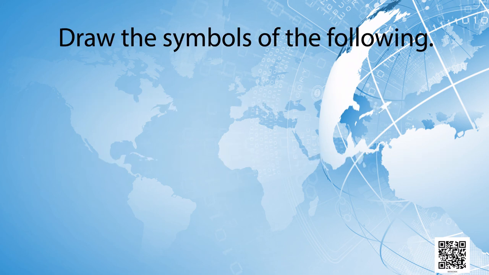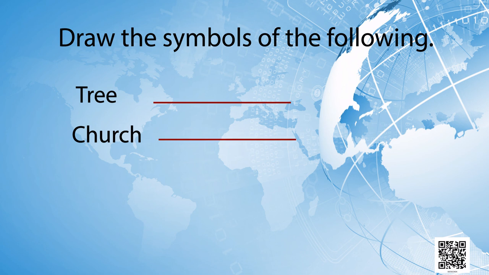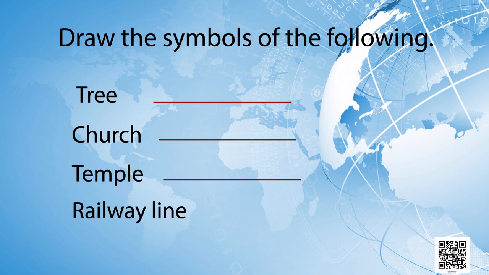Students, draw the symbols of the following. You try in your notebook. Tree symbol, here is the answer. Church symbol, here is the answer. Temple, here is the answer. And railway line, here is the answer.